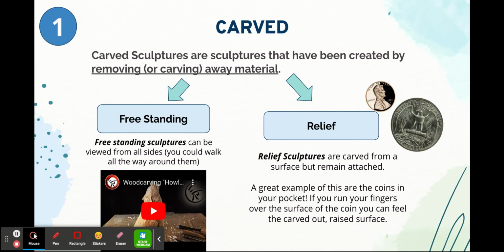And the best example of a relief sculpture are the coins that are in your pocket. So if you run your fingers over the top of them, you can feel that some of the surface is raised. And that's because it was carved around those. If you're looking at the example, you'll see the bald eagle. It was carved around the bald eagle so that it raises out, but it's still attached to that backing, that background. So freestanding, that you can walk all the way around them. They're not attached to anything. And then relief sculptures, such as coins, they're still attached to a surface.